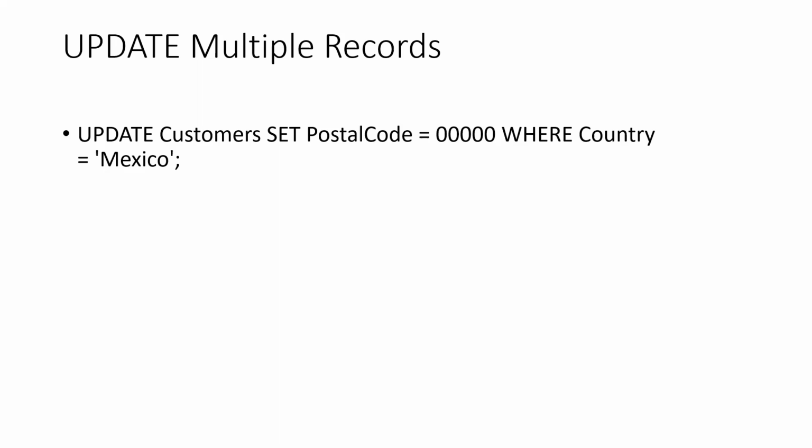Once you run this command, it will reflect at least a single record or multiple records, because we are not specifying a particular ID. We are specifying the country. So for the country Mexico, the postal code is changed to 000, so the values are updated. Not a single value is updated, it will update all records related to Mexico. For example, if Mexico records are 10 or 20 in number, all the Mexico records are changed to 000.